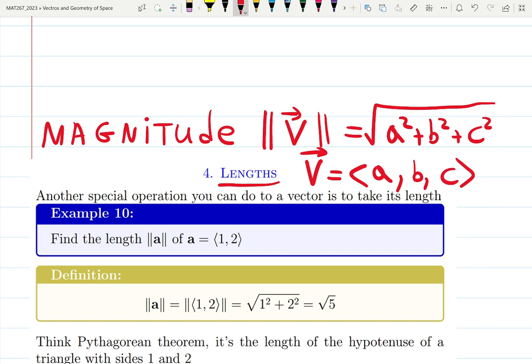Are you slowly zoning out? I feel like it's hard to pay attention for so long. Yeah, try to wake up.